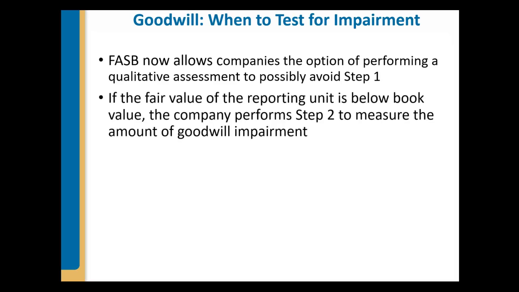So prior to 2012, companies were required to perform step 1 of the two-step test for goodwill impairment at least once a year, as well as in between annual test dates if something occurred that would indicate that the fair value of the reporting unit was below its book value. Then, if the first step indicated that the fair value of the reporting unit was below book value, the company would perform step 2 to measure the amount of goodwill impairment.